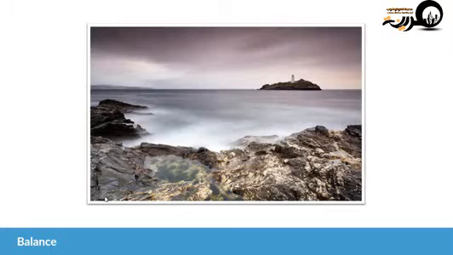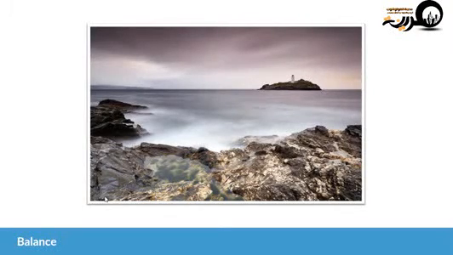So in this image, we have a lot of strong elements all carrying these different compositional weights. The sky, the water, the rocks in the foreground are all similar in size within the composition. However, the rocks in the foreground carry more weight because they are much darker in tone, and they have much more detail, and they have texture as well. And this is particularly true of the rocks on the left of the frame. Those rocks on the left of the frame are much darker, and because of this, your eye is drawn to them.